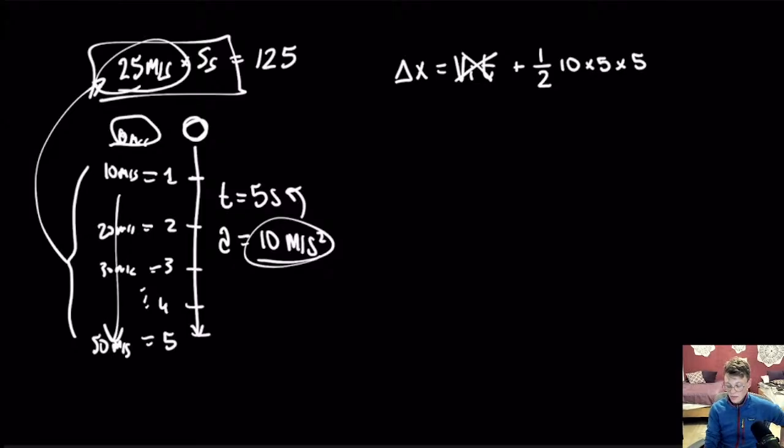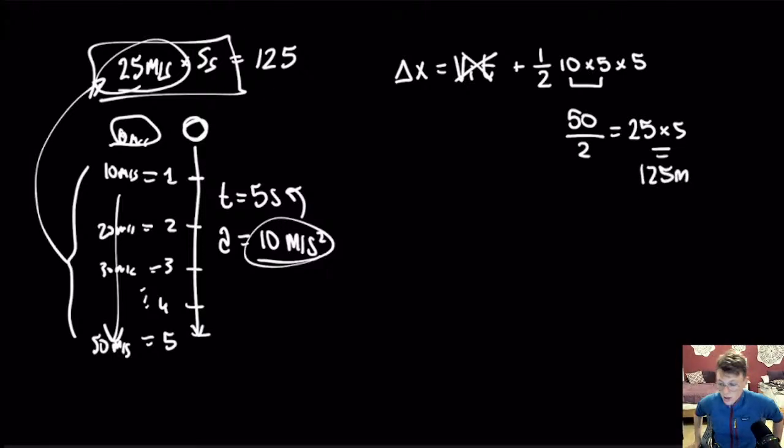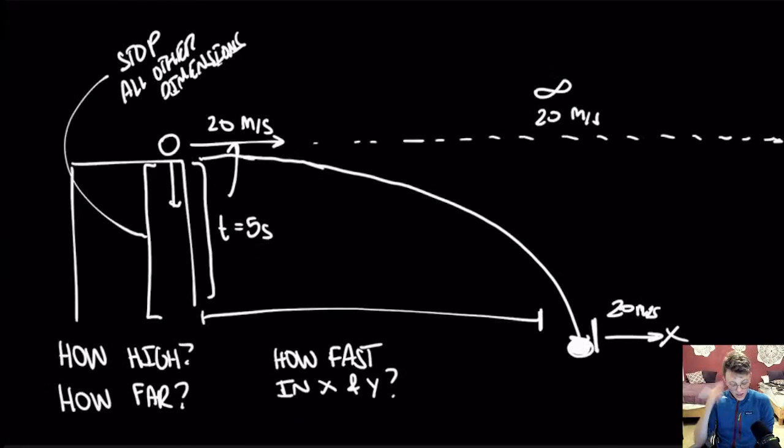So 10 times 5 is 50, divided by 2 is equal to 25, times 5 is equal to 125 meters. So they're showing it both ways. We solved it the conceptual way, and we also solved it in terms of the actual kinematics equation that you could use. So we've answered this first question.